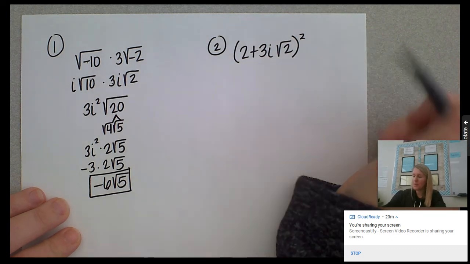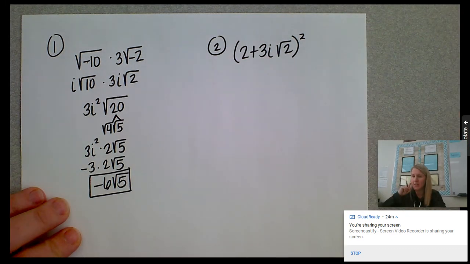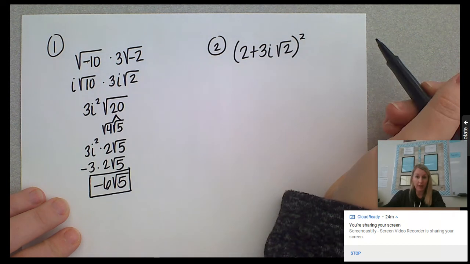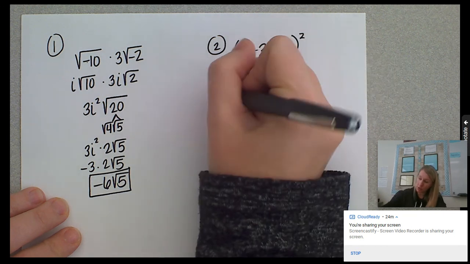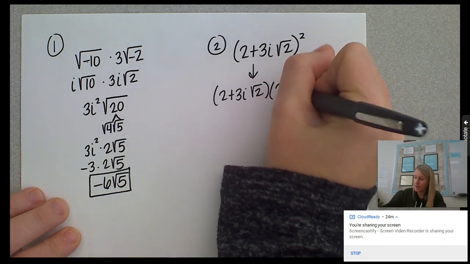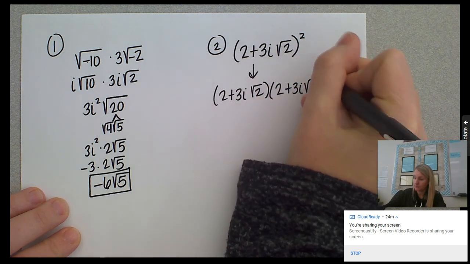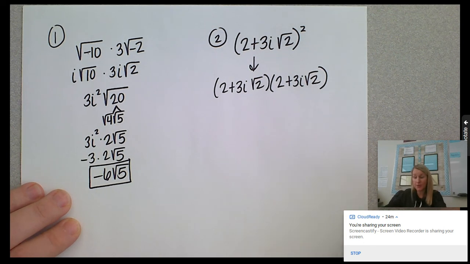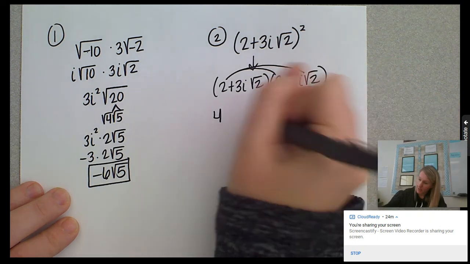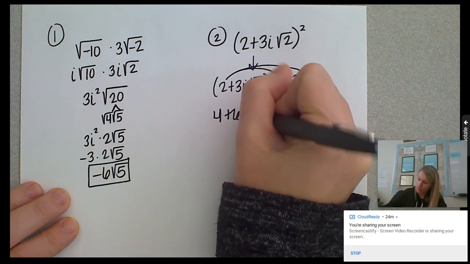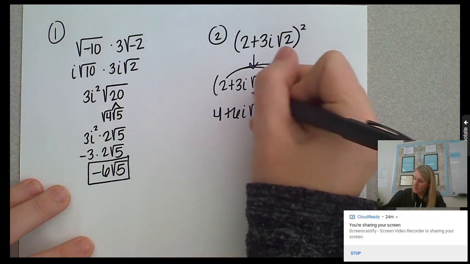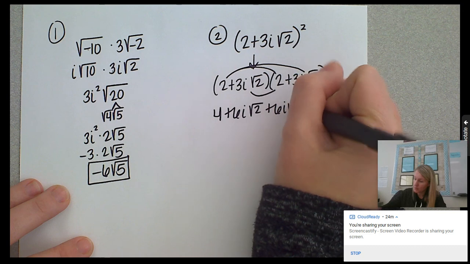Number 2, let's see if you can remember how to do this. I kind of mentioned it before, just as a hint. We have something squared. Please do not just start squaring everything. No. What that means is you take this and you multiply it by itself. Then we distribute. 4 plus 6i square root of 2, right? Because 2 times 3 gives me the 6, and then the other stuff just kind of chills there. And then that would be plus 6i square root of 2.